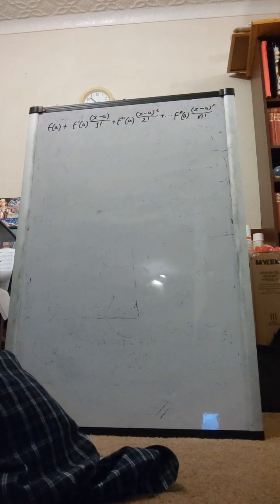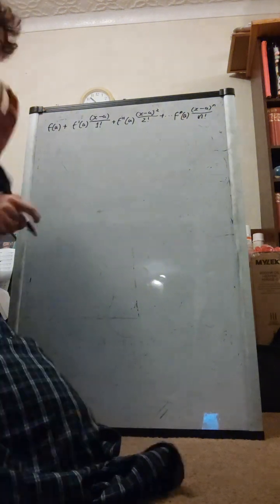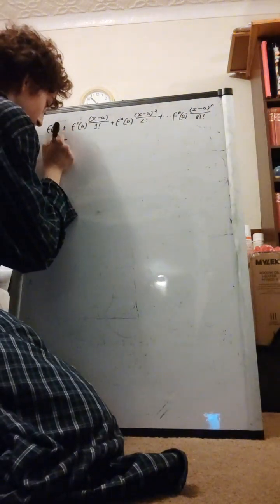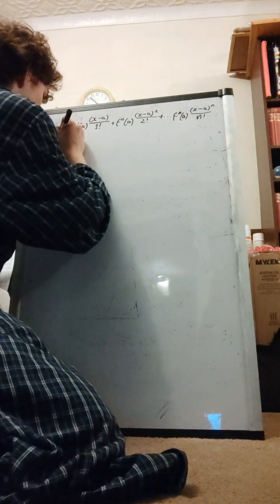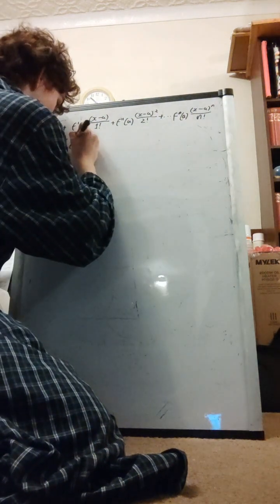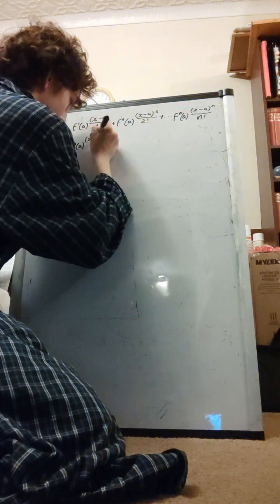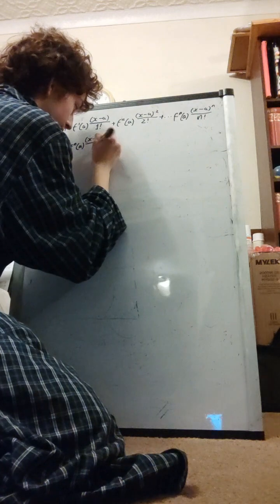So something that I was thinking today, or yesterday actually, I was using Desmos, and I wanted to write out a formula for this. Your standard summation formula for this. So I wrote it out, n equals 0 to, not to infinity, I just did it to 10, of f to the n of a times x minus a to the n over n factorial.